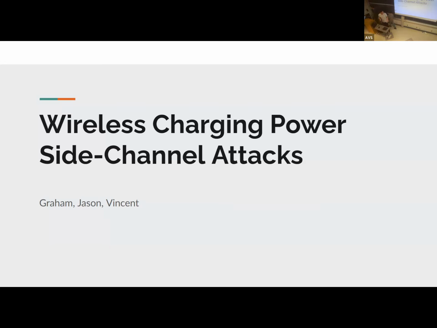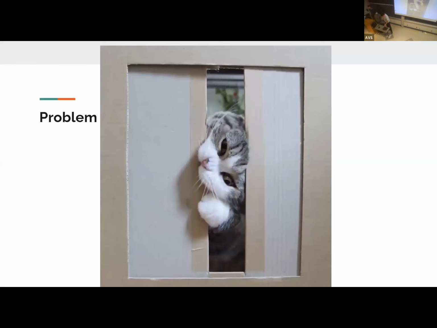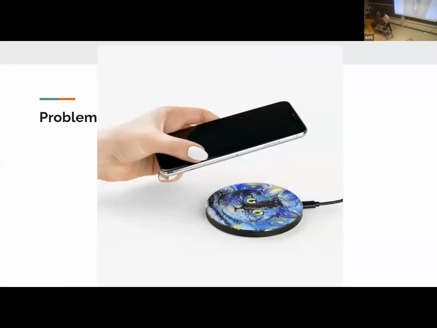Okay, so I'm Vincent and this is Jason Graham, and we're presenting wireless charging side channel attacks today. So let's start with the problem. The problem is as follows: when you charge your phones, what if we use our phones while we're charging? Would the resulting power statistics leak enough information for an adversary to extract specific secrets? Well, in traditional wired charging, the answer is mostly yes, and it's been demonstrated at this point. But what about wireless charging?